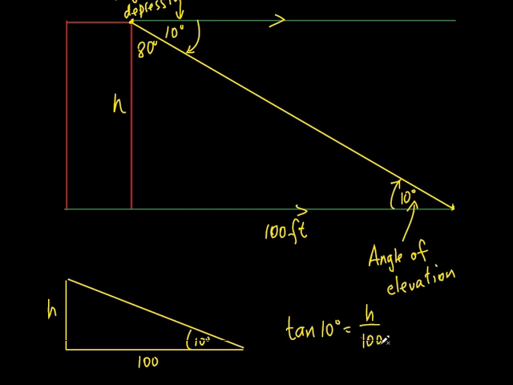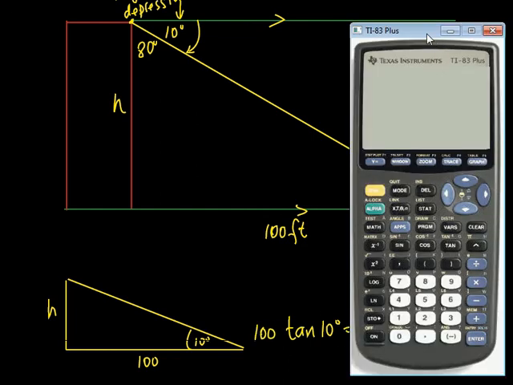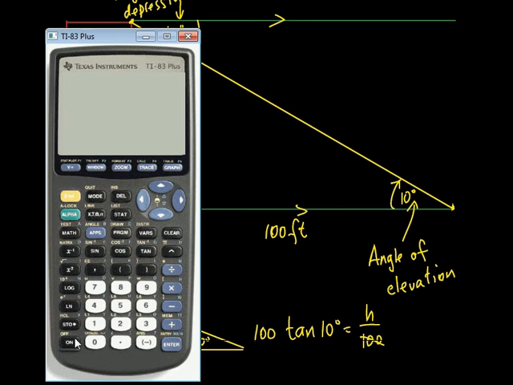And now we just solve. Multiply both sides by 100, plug it into a calculator, and we've got the height of that building, or cliff, or whatever. So how do you plug in our 100?